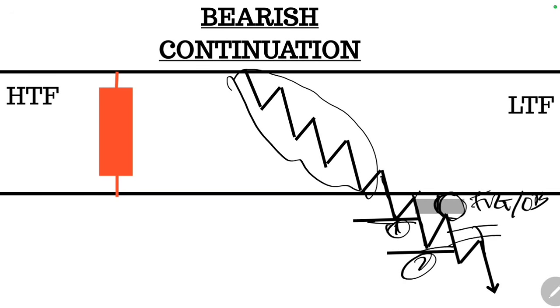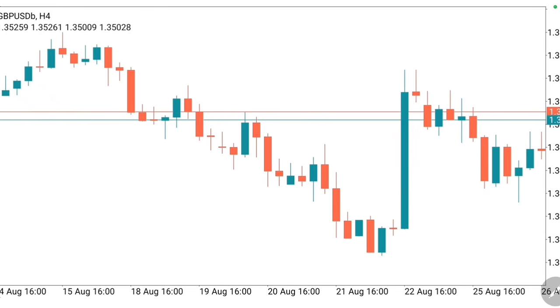So there are different ways you can enter the trade. What is more important is that the market broke the low of the higher time frame candle, which gives you a first sign that the market is going to have a bearish continuation. Okay, so let's look, for example, at this case now.